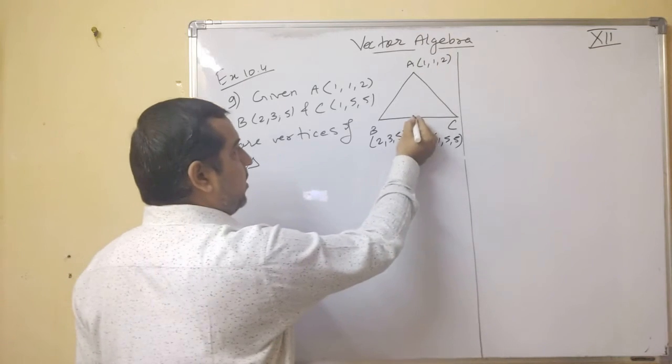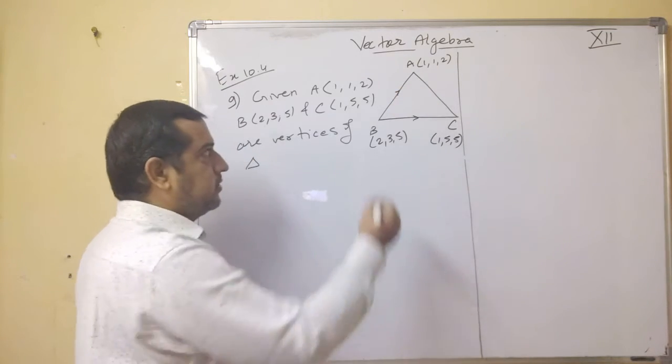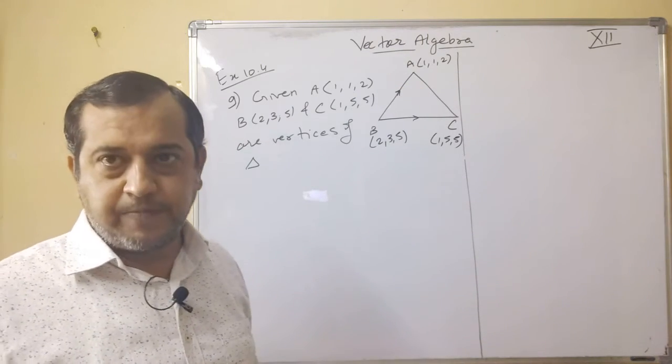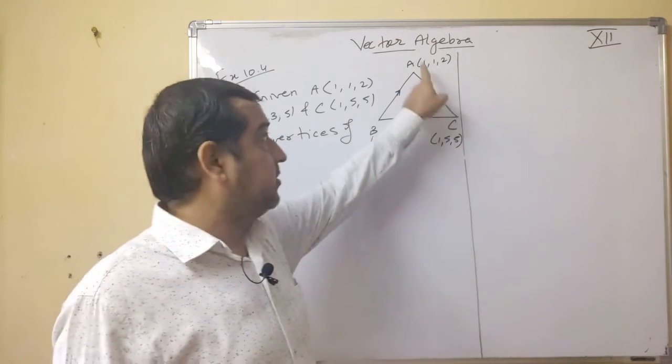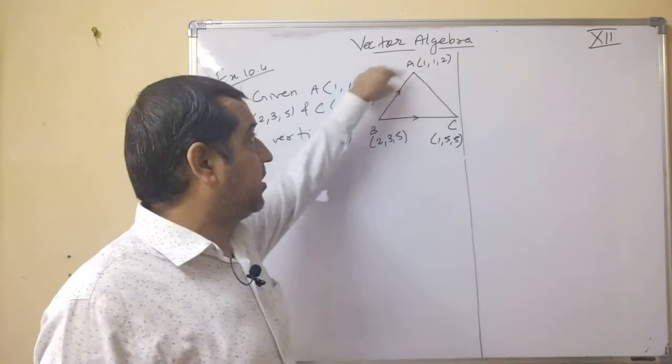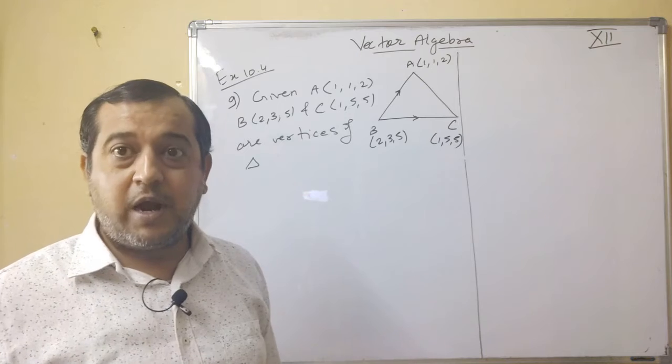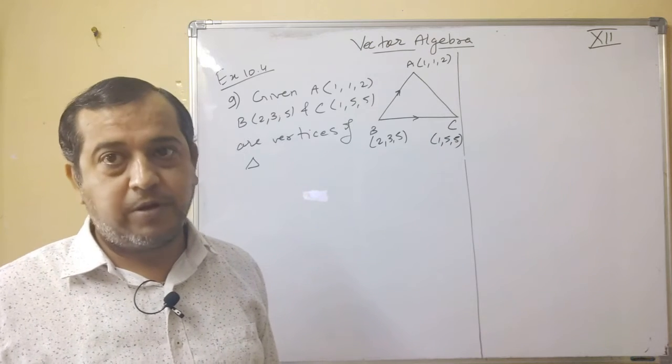The best thing is you find vectors along two sides. I am finding vector BC and vector BA. If you want, you can find vector CA and CB, or vector AB and AC. Keep one point common and that common point will be the initial point.